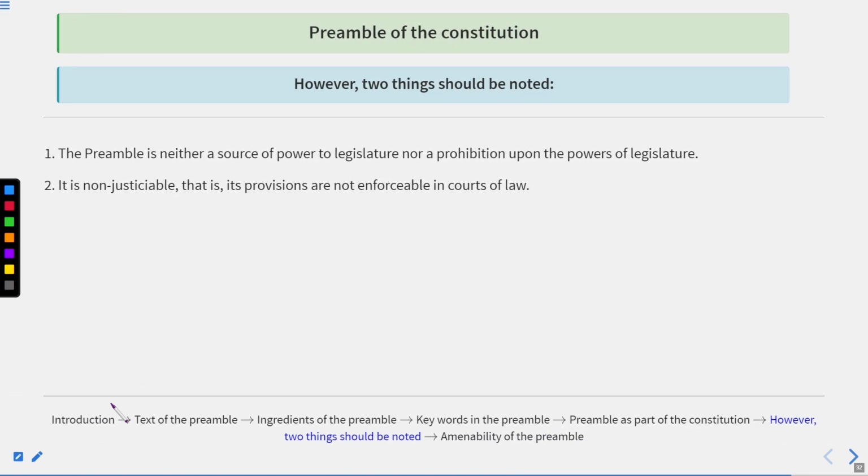But two things which we are required to note about the preamble are that it is neither a source of power to the legislature nor a prohibition upon the powers of the legislature. And it is non-justiciable, that is, its provisions are not enforceable in the court. Why? Because these are not the provisions of the Constitution, but just the preface or summary of the Constitution.